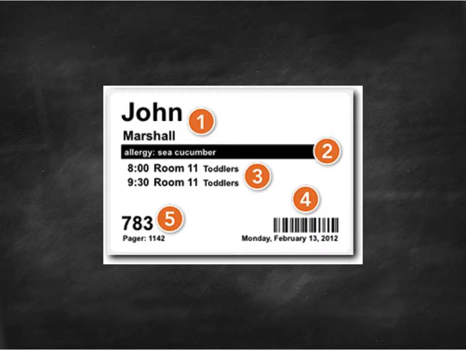Number 5 is a code. Each service, a family is appointed a random computer-generated code. So, using this name tag as an example, on Monday, February 13th, John Marshall was appointed 783. If John Marshall has a brother, Luke Marshall, Luke's name tag would also have a 783 code on it because this is their family's code.